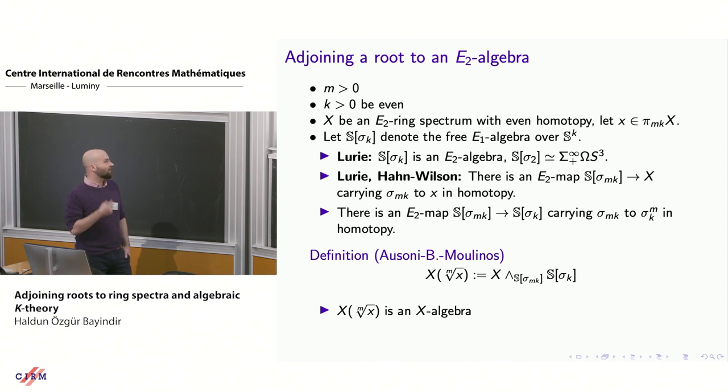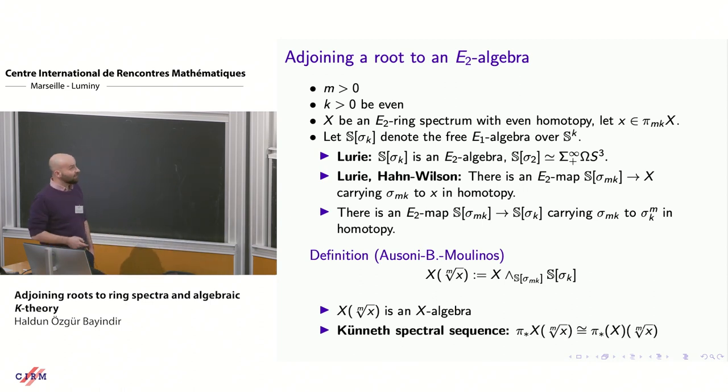And finally, one may define X adjoin the mth root of x through this relative smash product, basically. Because we started with E2 maps, this relative smash product turns out to be an X-algebra. At least it's a ring spectrum, so that's what we really needed. But it's an X-algebra. And if you run the Künneth spectral sequence on this, you see that the homotopy ring of this ring spectrum is doing exactly what we want it to do. It's precisely just adjoining a root to X, an mth root of x.